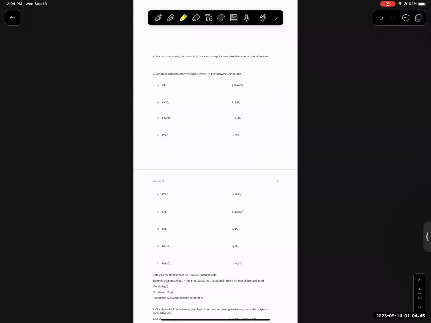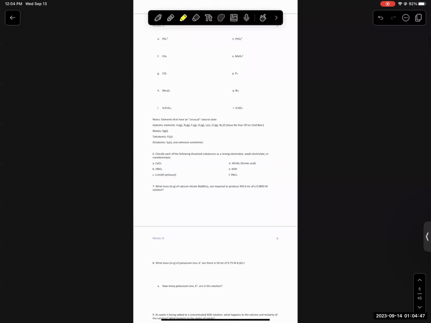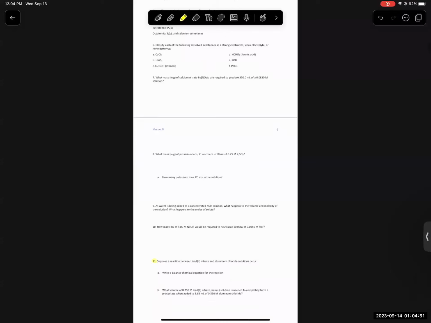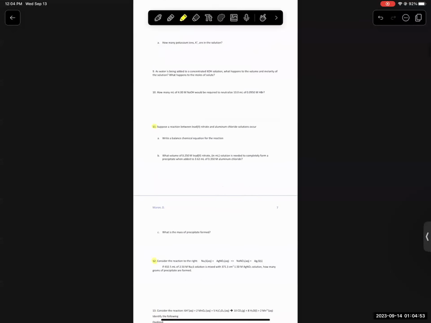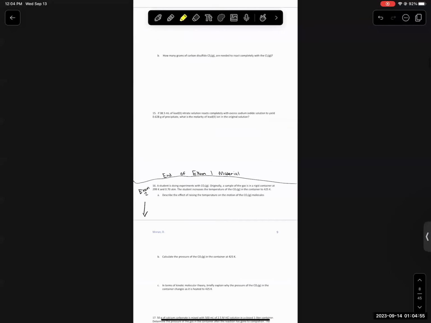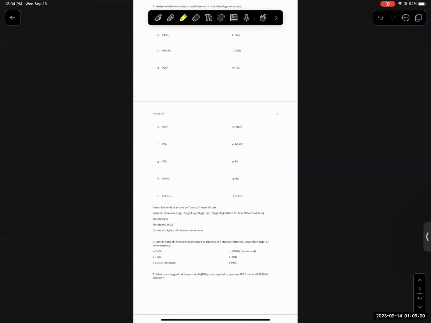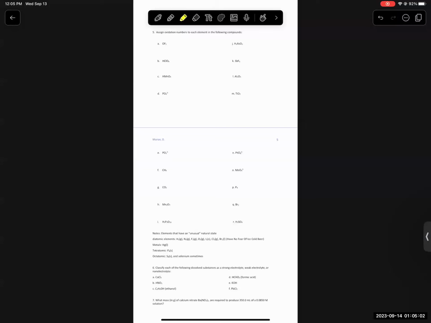All right, I'll write that on board. That's solubility.